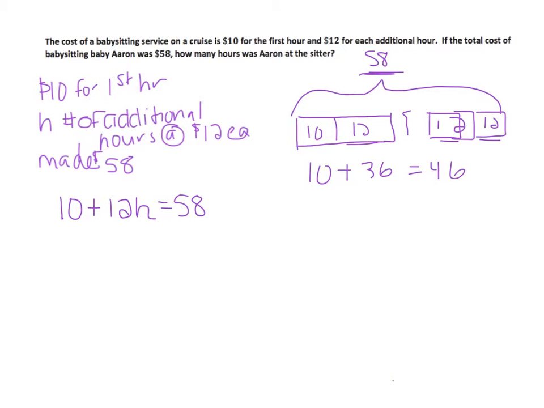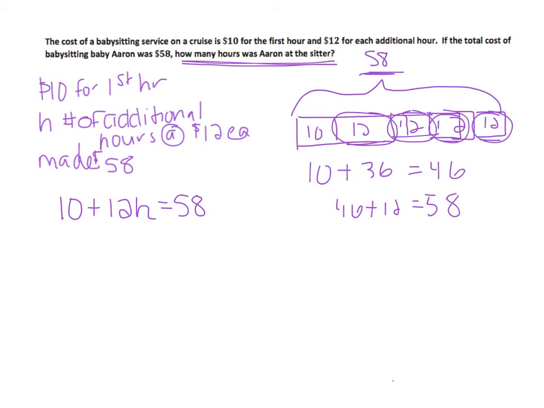So if we added on another 12, now we have 46 plus another 12. That is 58. So now I can see on my diagram there is 1 extra hour, 2, 3, 4 extra hours, but we want to know how many hours total. So he babysat 5 hours total.